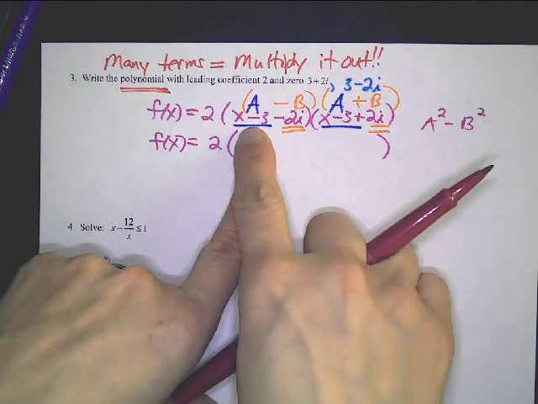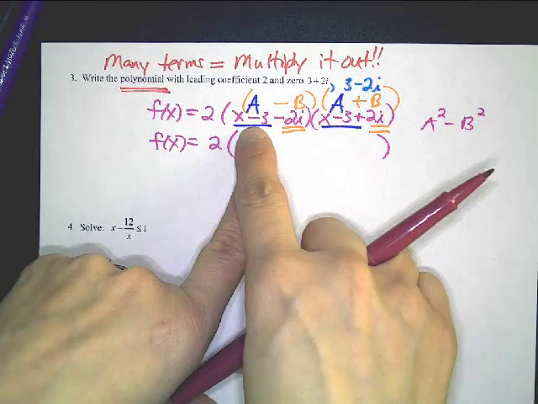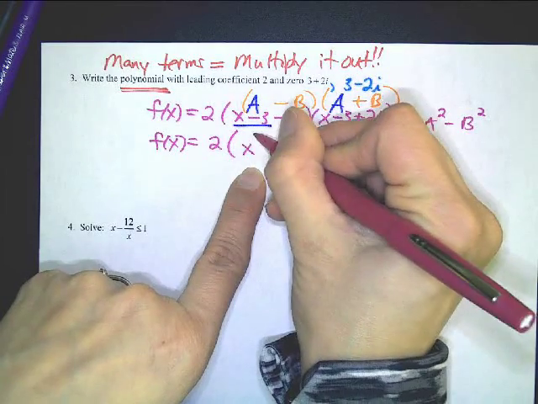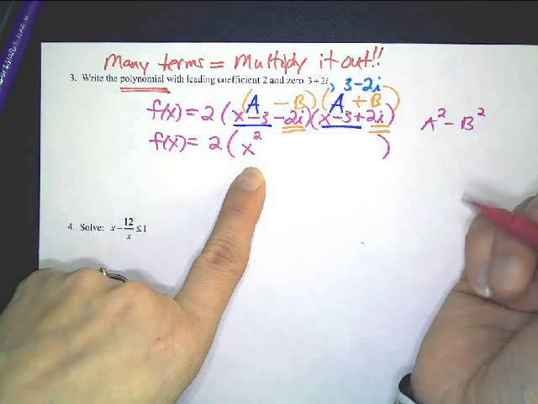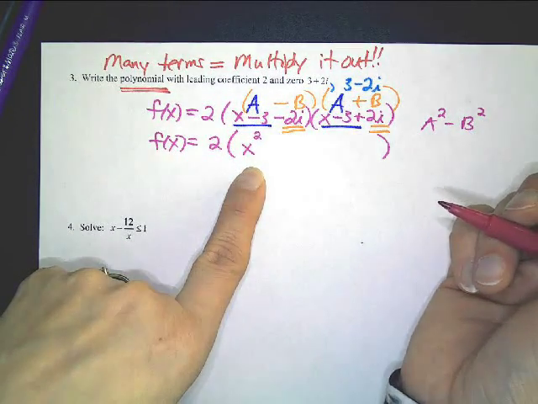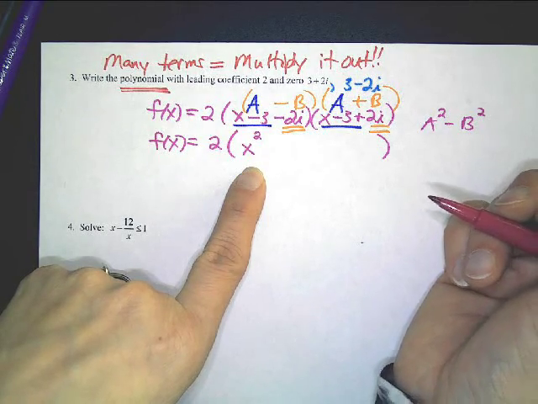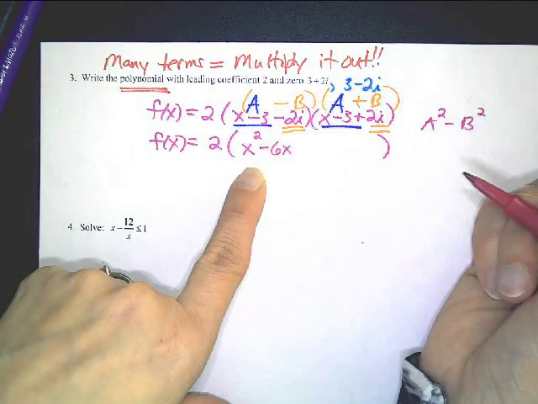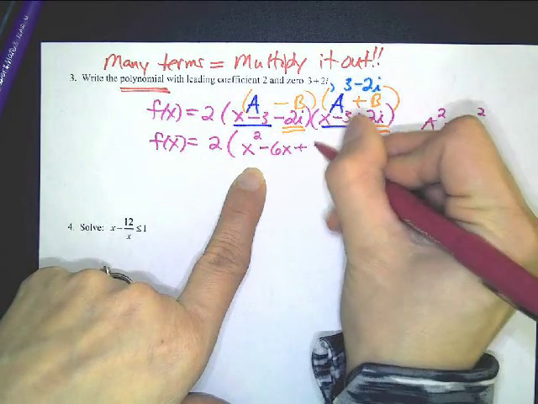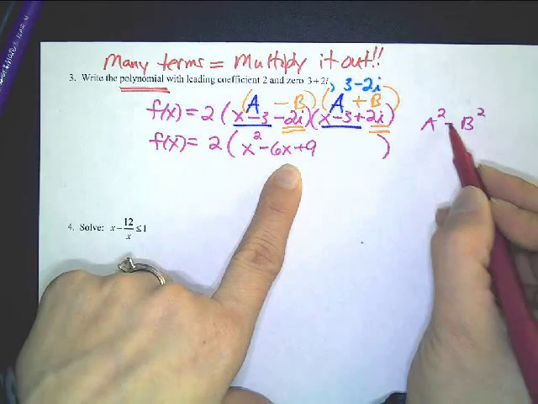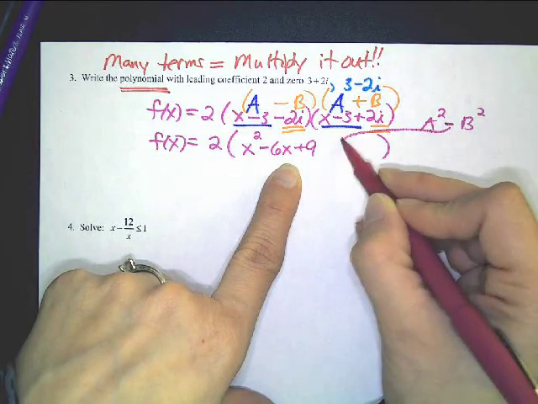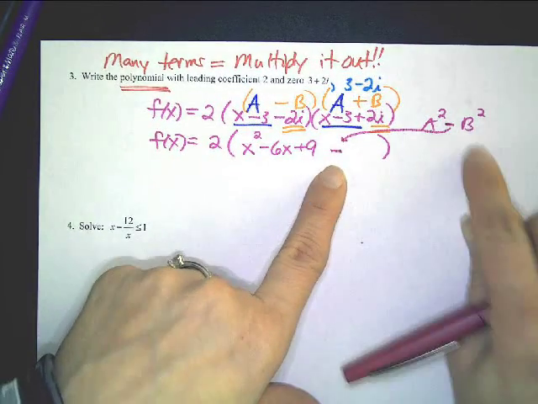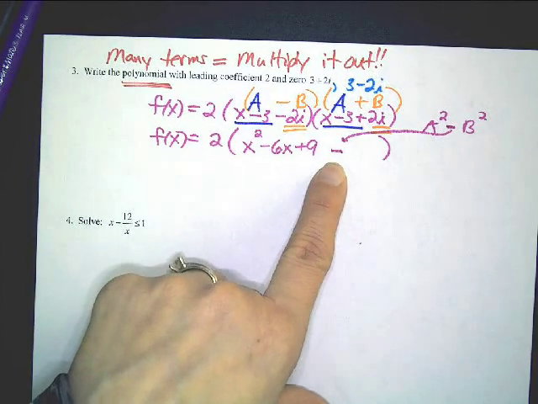The a thing squared is x squared minus 6x plus 9. Okay, so I already wrote that down. Now we have to write down the minus sign. I'll put the minus sign right there. Okay, now let's work on the b thing.